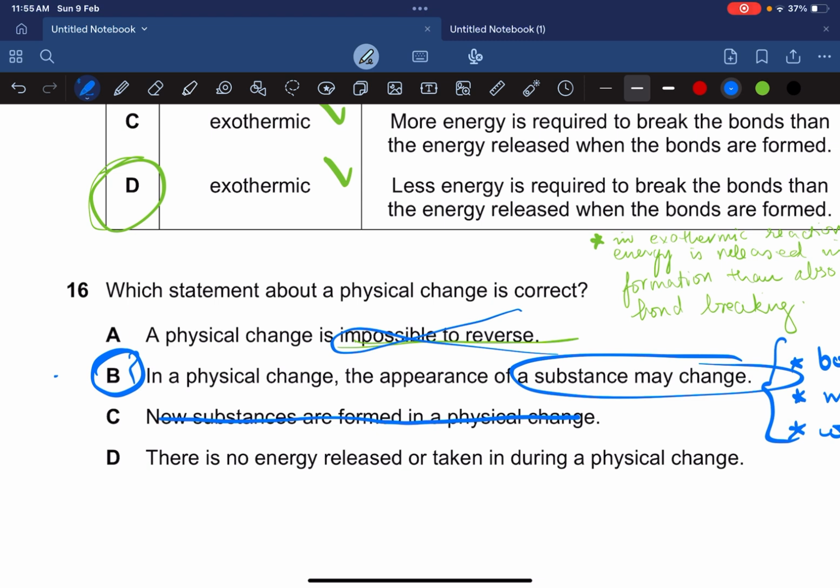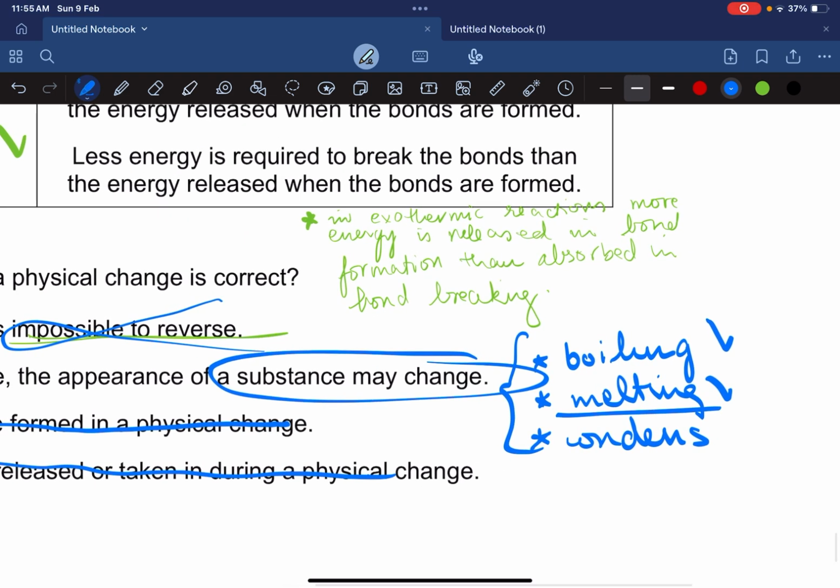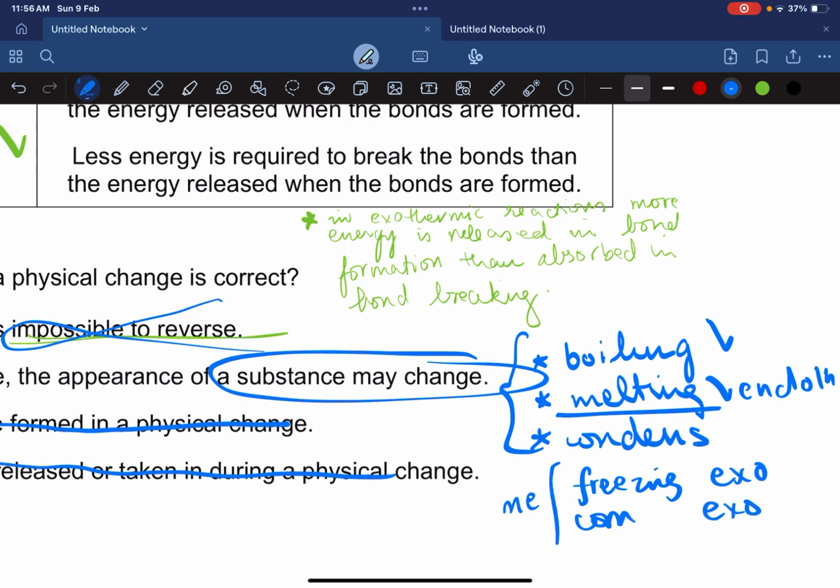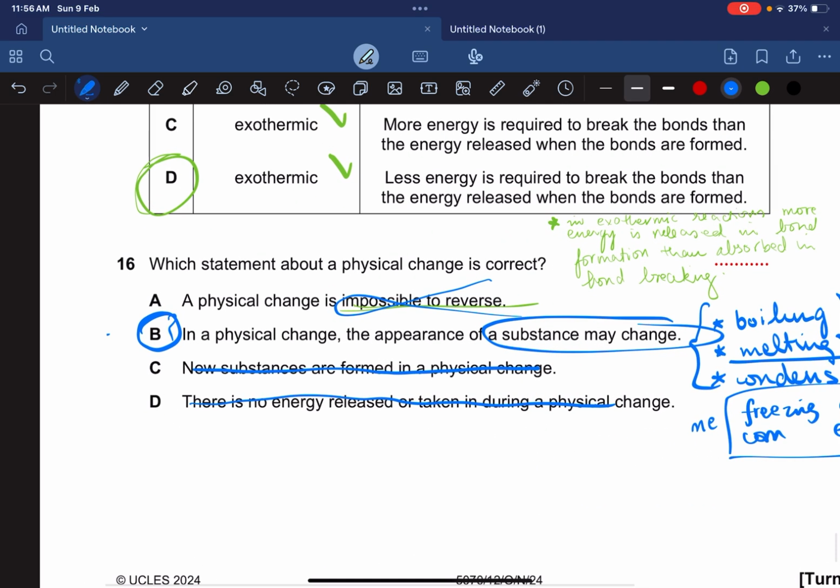There is no energy released or taken in during physical change. That's completely incorrect, because you remember that melting is an endothermic process. Freezing is exothermic because freezing gives out energy. For melting, you need to absorb energy in order to melt. So melting is endothermic, freezing is exothermic, and condensation is exothermic as well. And to boil, you need to absorb energy, so boiling is endothermic. So these are the energy changes. It is completely incorrect that no energy is released or taken in. Energy is definitely released and taken in.